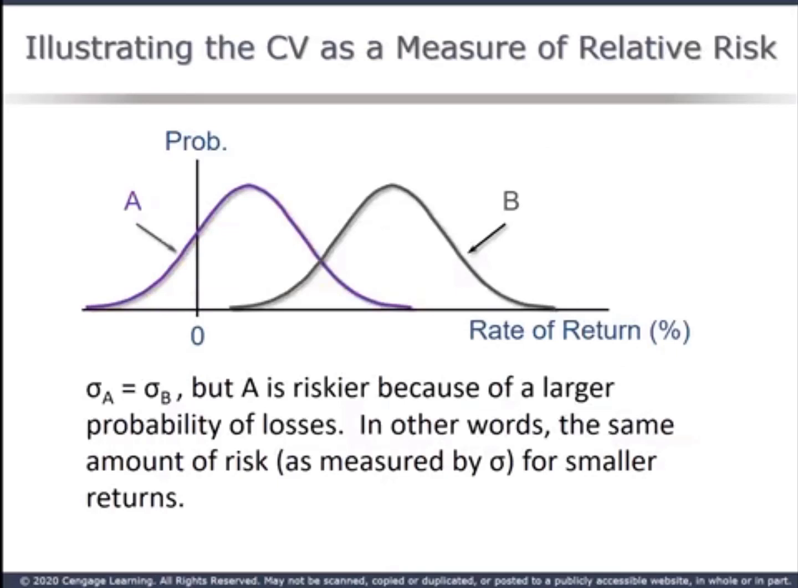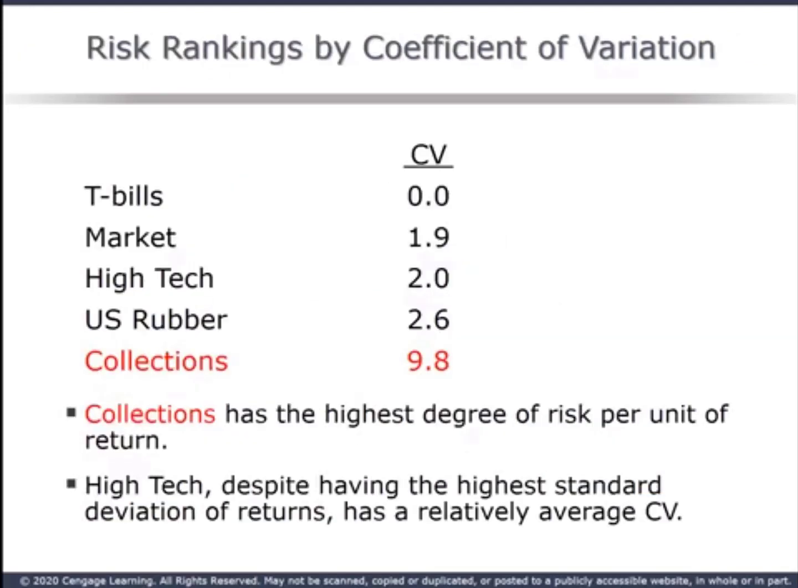Here's a graphical explanation of why we need the coefficient of variation. A and B have the same standard deviation, but A is clearly riskier than B. More of its possible returns are negative. Here are the coefficients of variation for all our sample assets. Collections has a very high CV, low return, high risk. HT, which had the highest risk metric, is really only slightly riskier than the market.